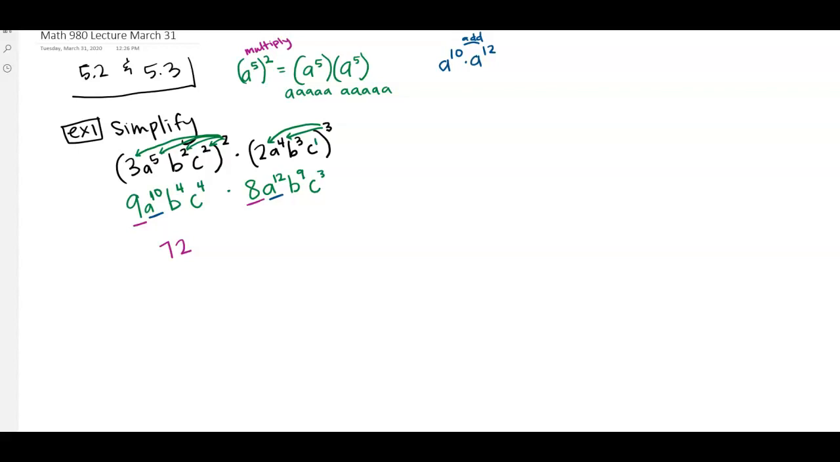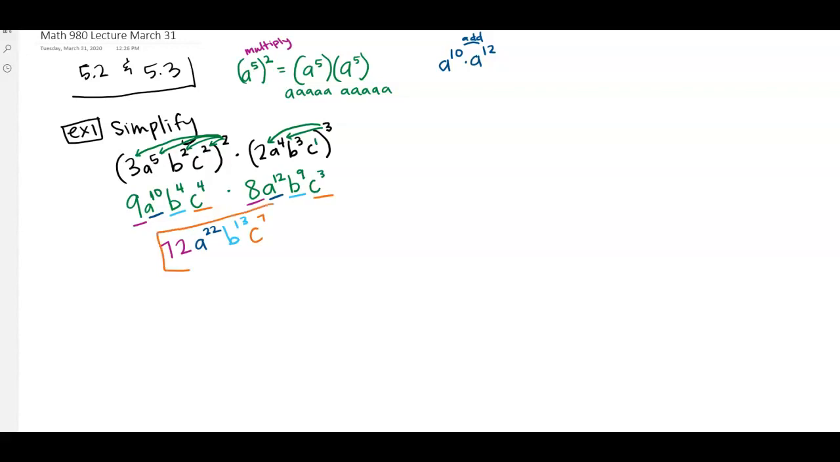Right? So in this one, we'd get a to the 22nd. And then our b, again, we're going to add those together. So b to the 13th. And then c, right? So c to the 4th and to the 3rd. So we're going to add those exponents. So c to the 7th.